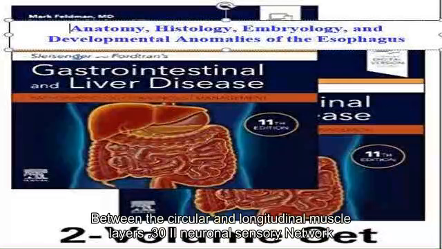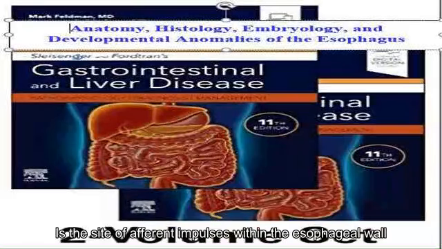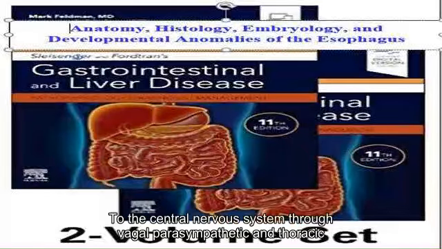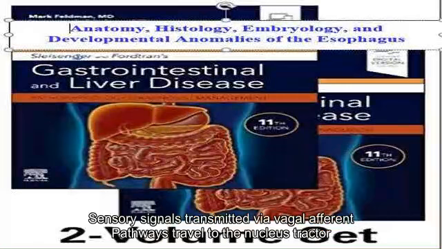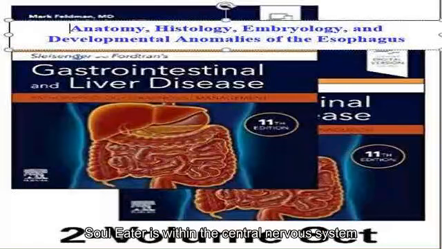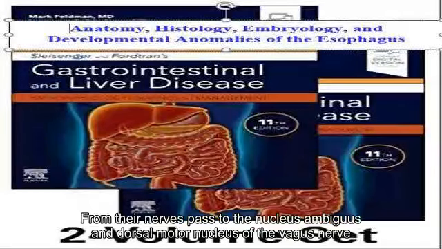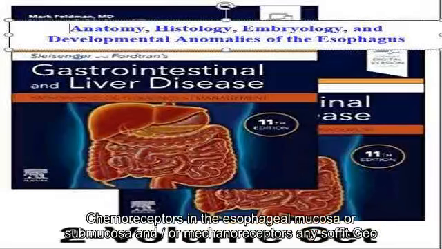3 A second neuronal sensory network, Meissner plexus, located within the submucosa, is the site of afferent impulses within the esophageal wall. These are transmitted to the central nervous system through vagal parasympathetic and thoracic sympathetic nerves. Sensory signals transmitted via vagal afferent pathways travel to the nucleus tractus solitarius within the central nervous system, see Fig. 43.4, from there nerves pass to the nucleus ambiguus and dorsal motor nucleus of the vagus nerve, where their signals may influence motor function.